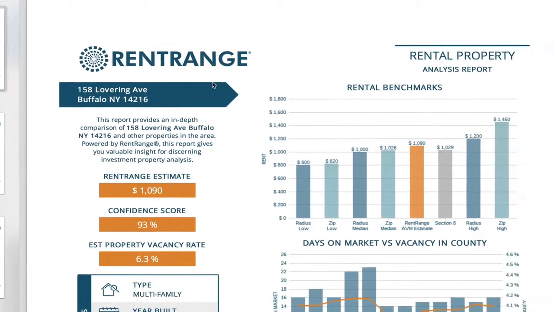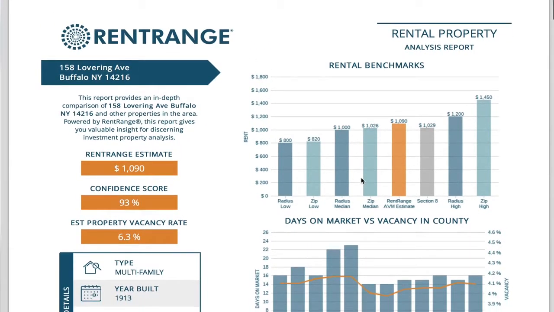So here is the report that should look familiar from what you saw on Cozy. They are telling me the rent range estimate is $1,090. So that's actually kind of the middle of the road, pretty close to what Zillow's estimate had said. I have found that that is actually a pretty good indicator of middle of the road rent of that rental property. And it's kind of cool.